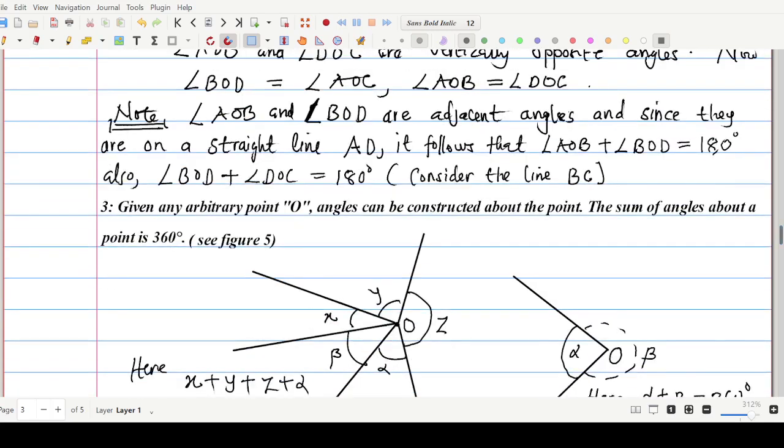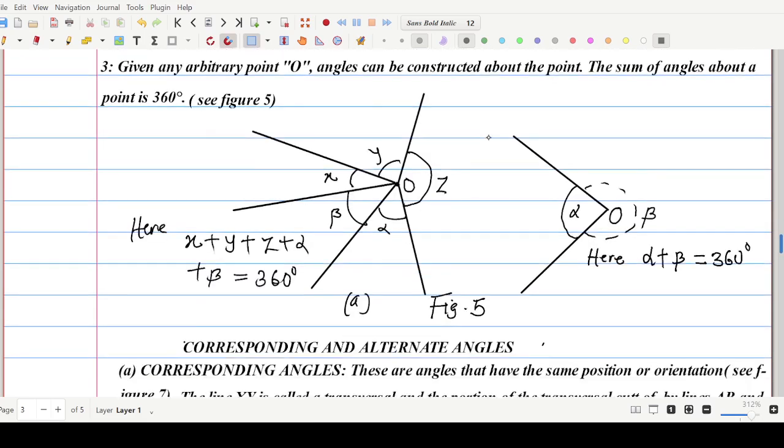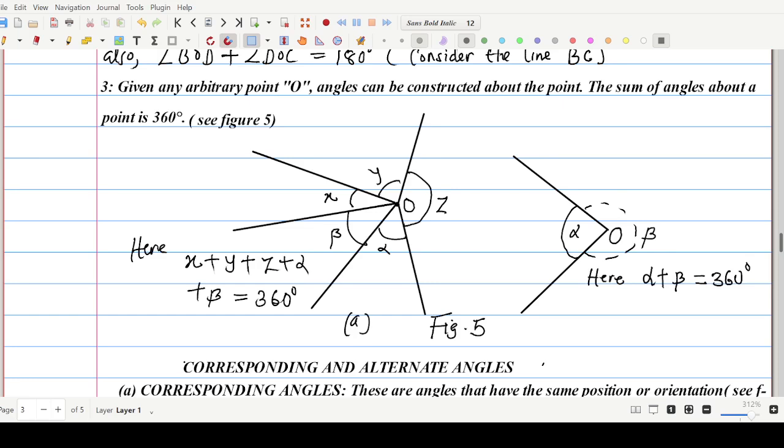Number 3, you say given any arbitrary point O. All right. That is given any point O, any point at all. We can form or we can construct angles about that point. So any number of angles we construct, it is true that the sum of the angles about the point is 360 degrees. For example, look at this figure here below. So you see that there's a point O and there are angles constructed about the point O. Now it's a true thing and it should be accepted as an axiom that the sum of the angles about this point is 360 degrees.